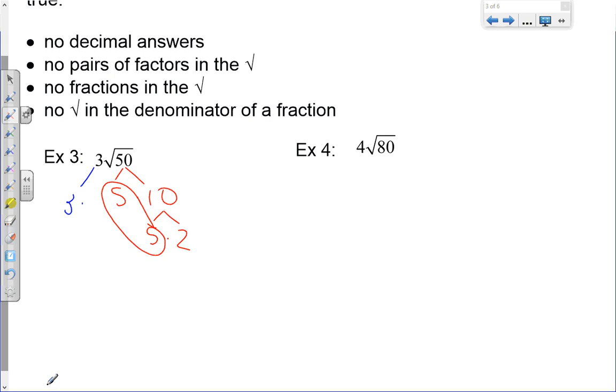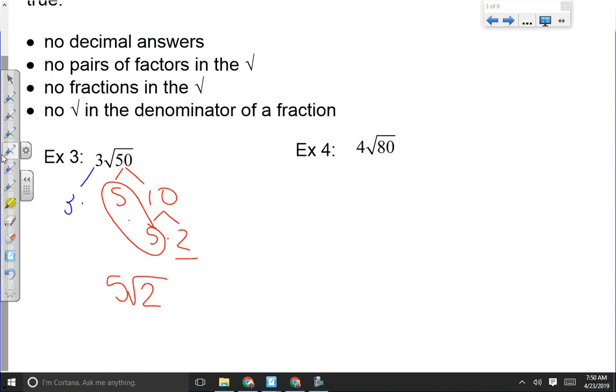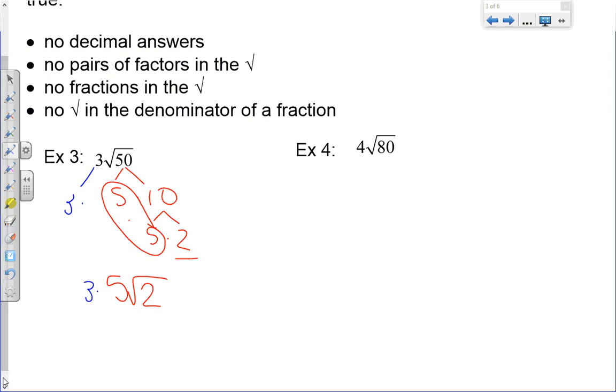2 is prime, it can't break down, and it's all by itself. There's no other 2s. So what's 5 times 5? 25. And what's the square root of 25? 5. So I know I'm going to have 5 outside of the radical. What's going to have to stay under the radical? The number by itself, which is 2. But then what did we still have out front here? 3. And remember, guys, this is 3 times. That's the only operation we're going to be using today. So what's 3 times 5? 15. So our final answer is 15 square root of 2.